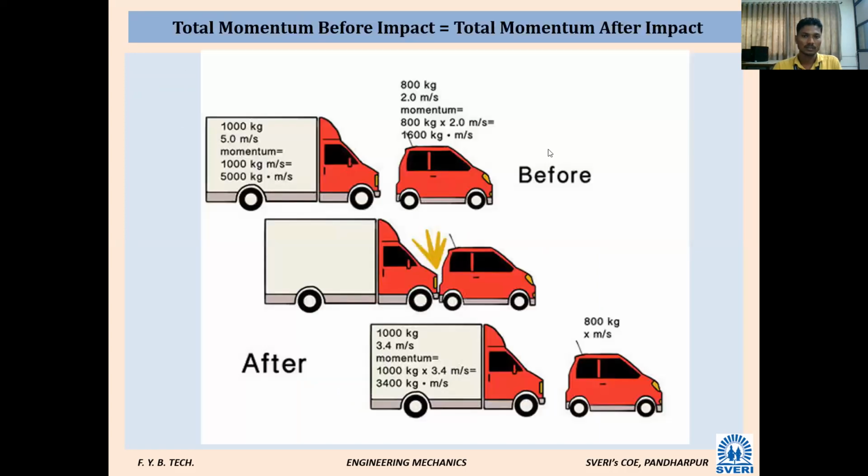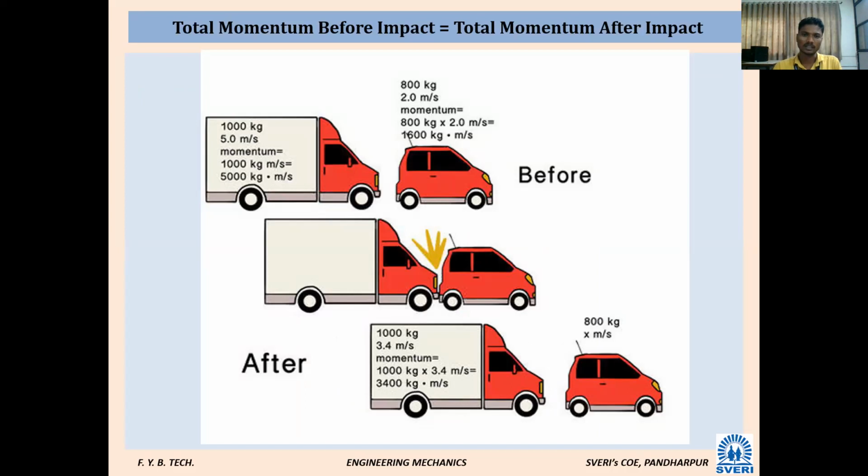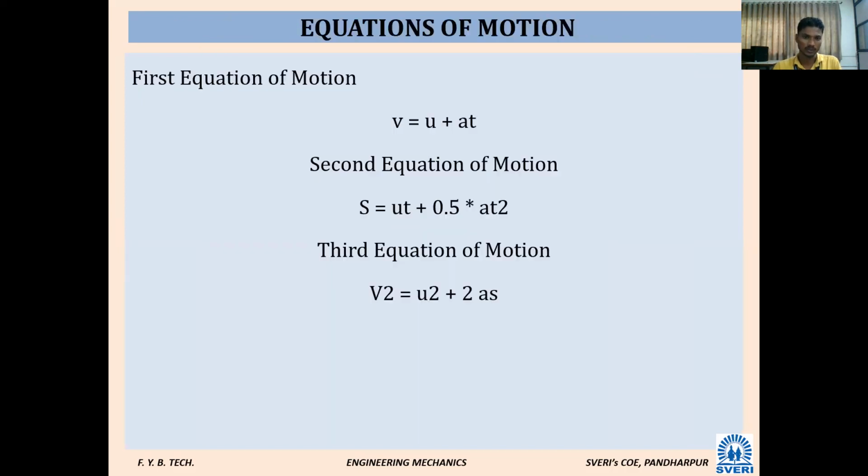Same example is given before and after. Once the objects collide, what will happen? Momentum, sorry, not moment. Momentum is nothing but the product of mass and velocity. Only that thing you remember now. Further we are going to see.